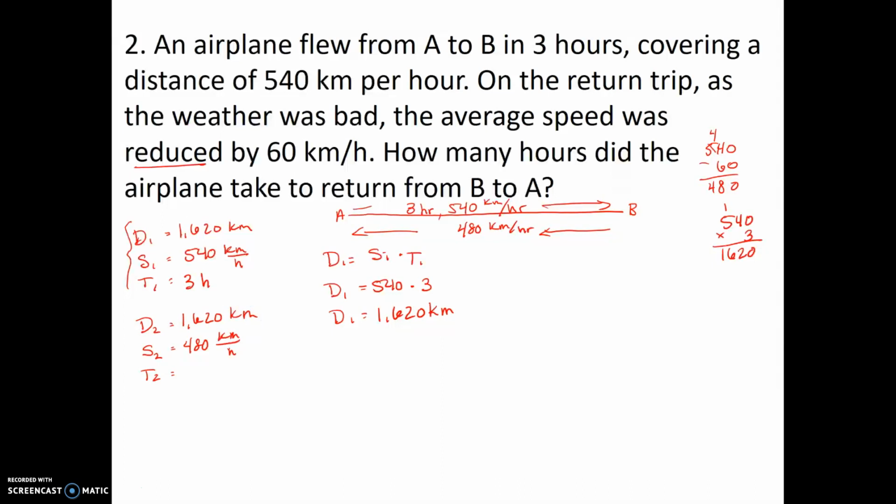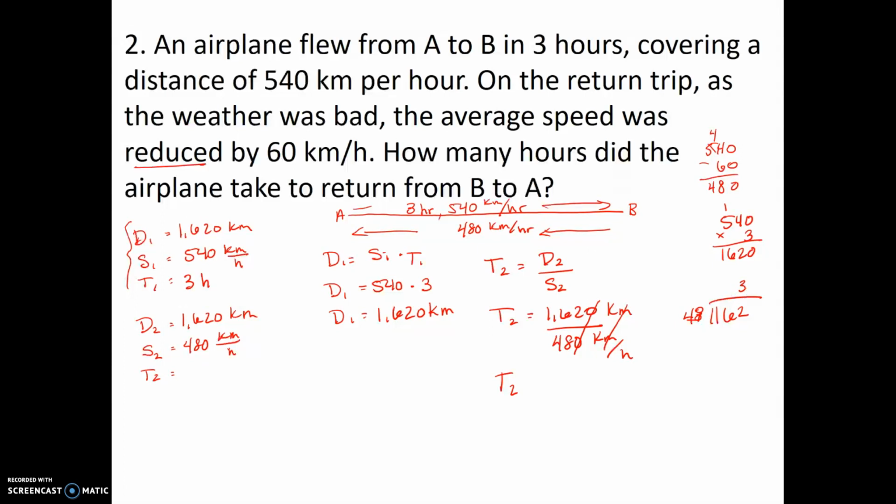And now we can figure out time 2, which is what we're trying to figure out, isn't it? So time 2 is going to be distance 2 divided by speed 2. So 1,620 kilometers divided by 480 kilometers per hour. Let's cross off those kilometers, and let's cross off a 0 here. And let's do the math over here. So 162 divided by 48, and I'm going to guess it's going to go in there about 3 times.